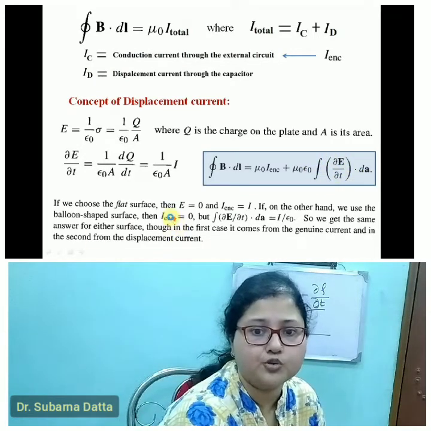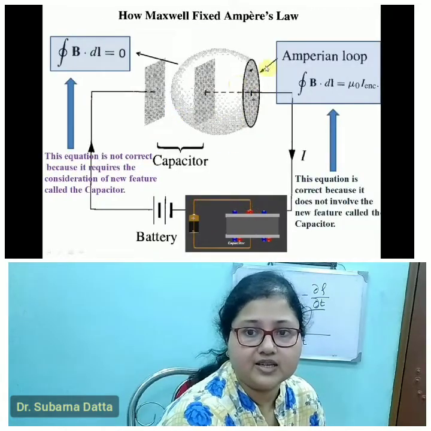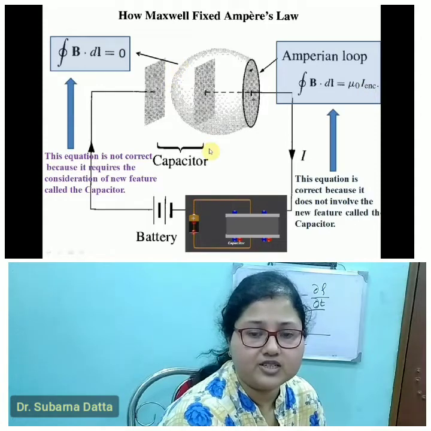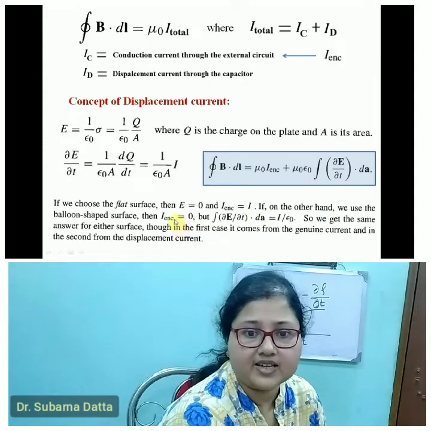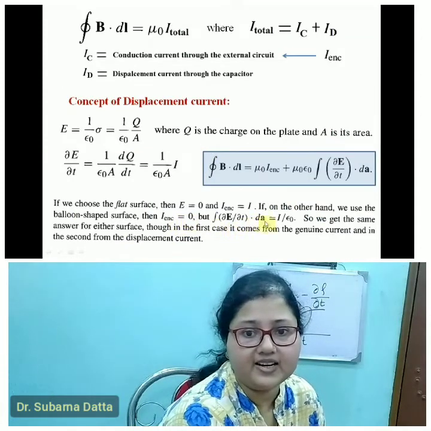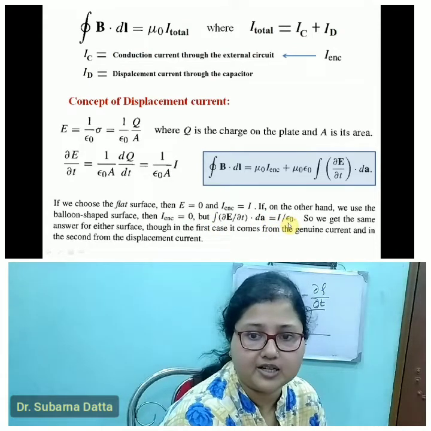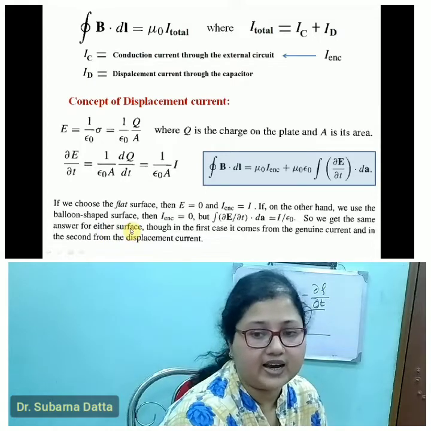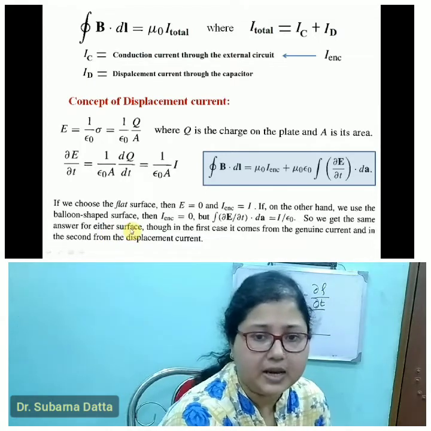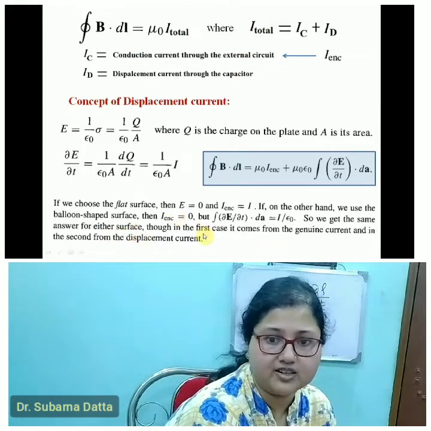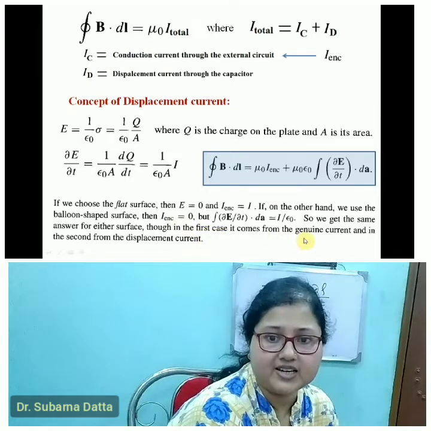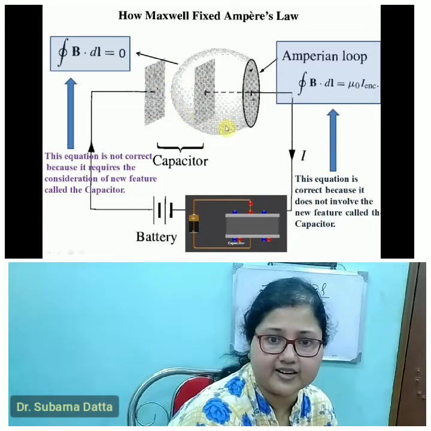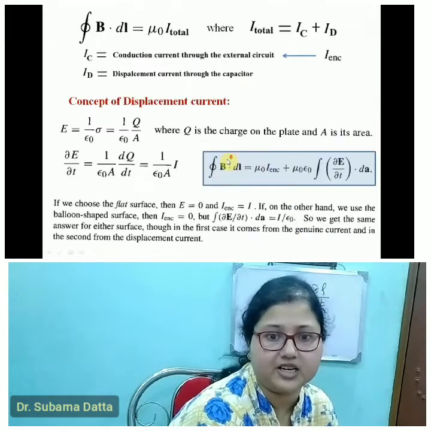So if we choose the flat surface, here I is equal to I enclosed. But in this balloon shaped surface, I enclosed is 0, but the integral of del E del T dA is equal to I by epsilon 0. So we get the same answer for either surface, and the modified Ampere's law is valid. In the first case it is the conduction current, and in the second it is the displacement current in the balloon shaped region.